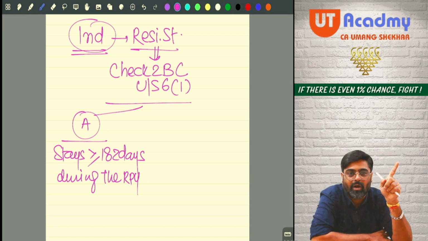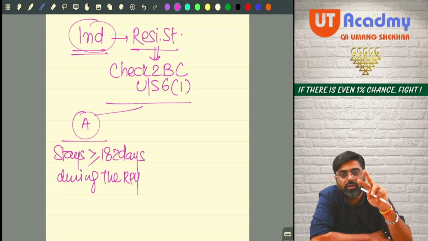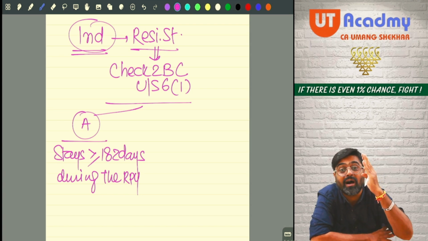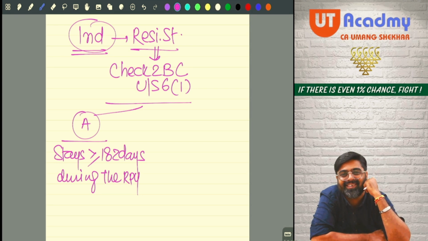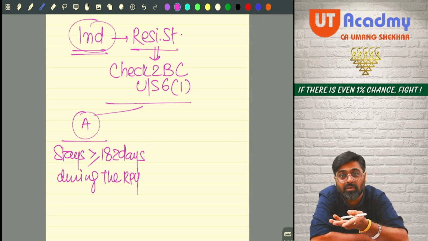So first of all, tell me how many days are there in a year? 365. Divided by 2, you will get how much? 182.5. Meaning that 182 is a figure which denotes half year. Almost a half year. Yes or no?